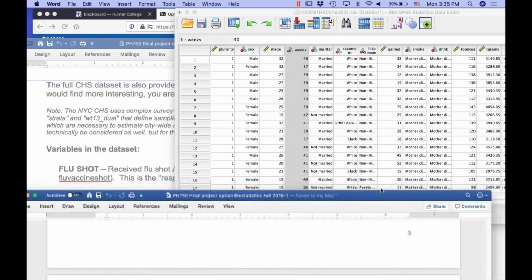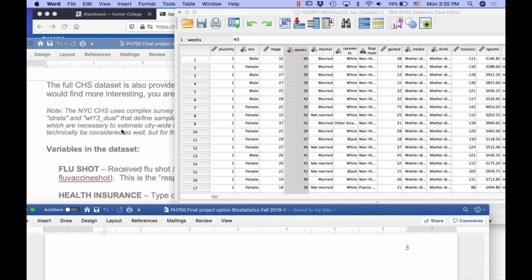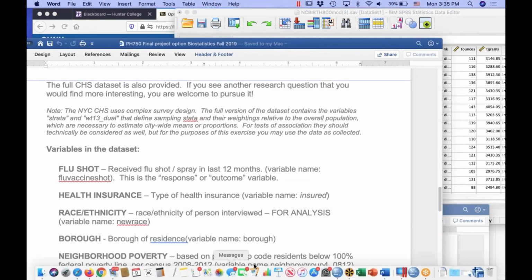Okay, so that's the particular data set. So now also, let me just open this other data set.